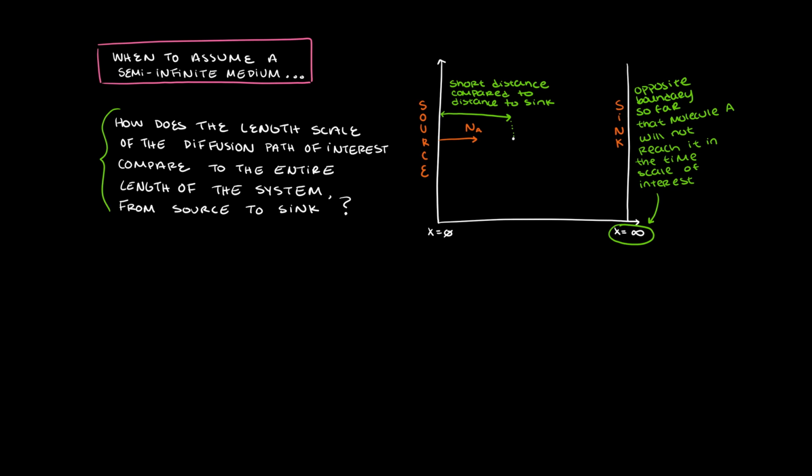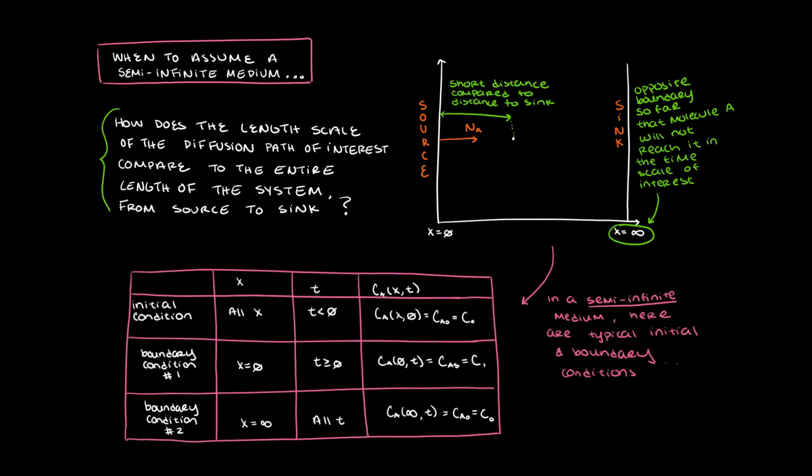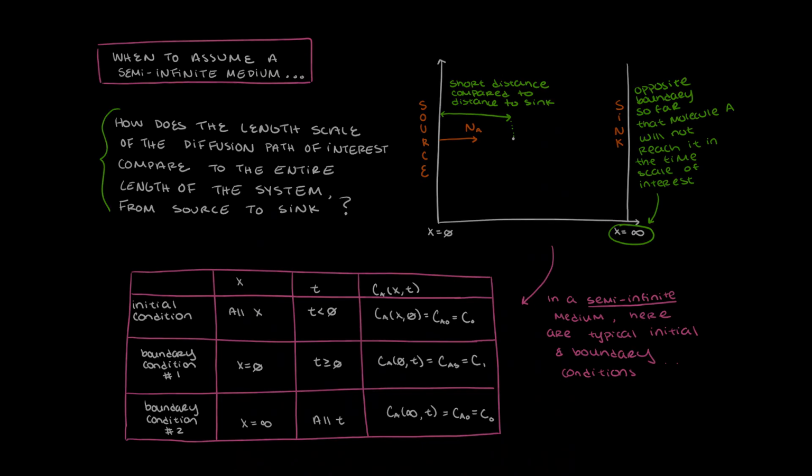From these premises, we already have one constant boundary condition at x equals infinity. The concentration is the same as the concentration noted for the initial condition. We will consider x equals 0 at the source boundary. Take a look at the table for the initial and boundary conditions. The table should help you decide when to assume semi-infinite medium.